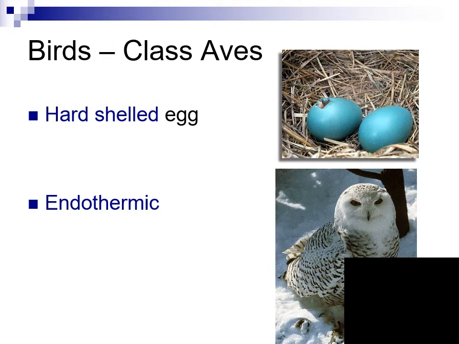And then another change here from the reptiles is that birds are endothermic, meaning that they maintain their temperature internally. They have to make enough energy to create heat to maintain a particular temperature. And that also takes quite a bit of energy. And if you think about where these birds live, some live in the tropics, some live way up in the Arctic, but a bird like this snowy owl is going to have to work a little bit harder to keep its body maintained at a particular temperature.